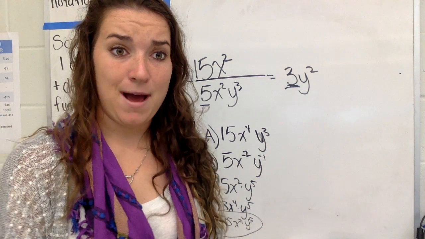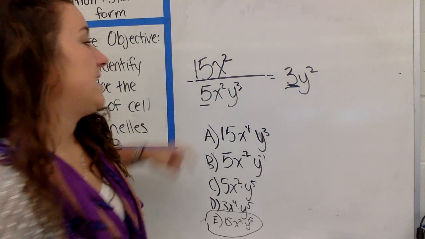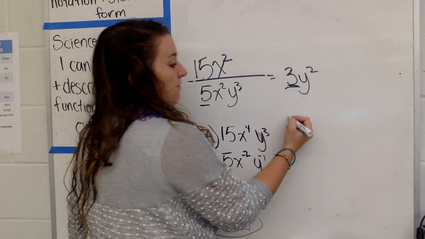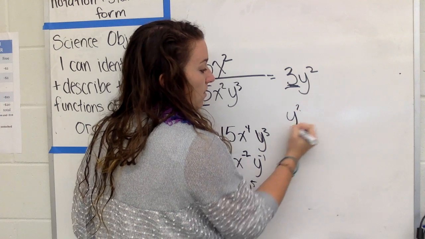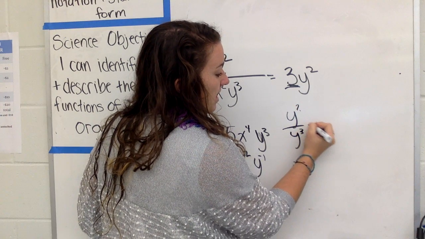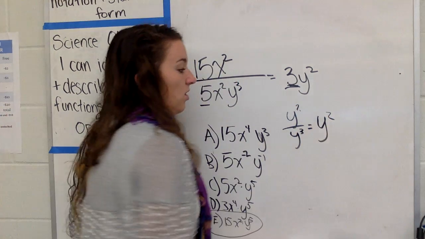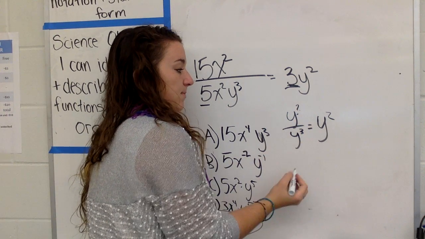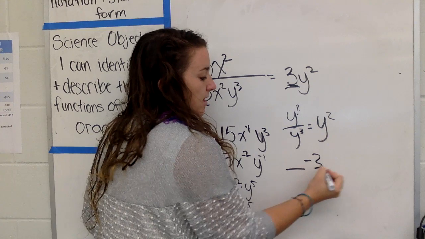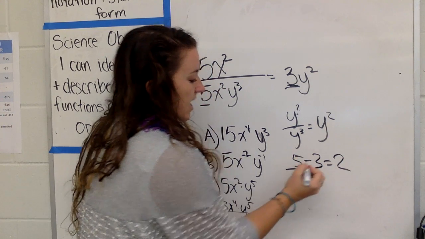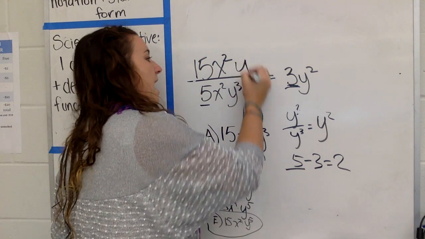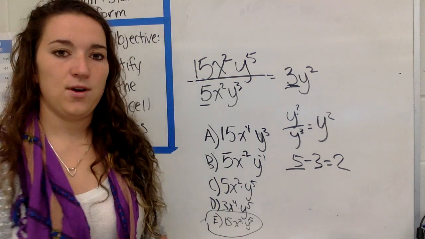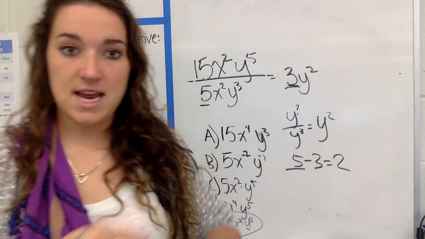And finally, my y's. I need something that'll give me y to the something over y cubed equals y squared. I know that when I'm dividing, I subtract my exponents. So what minus 3 gives me 2? And the answer is 5. So I have y to the 5th power, which gets you answer E.